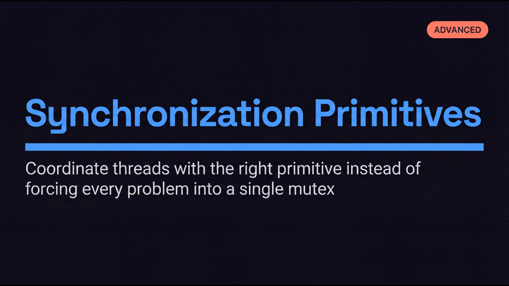In this lesson, you'll learn the full toolkit: shared mutexes, semaphores, latches, barriers, and condition variables. Each one solves a different coordination problem. Let's learn to match the primitive to the problem.